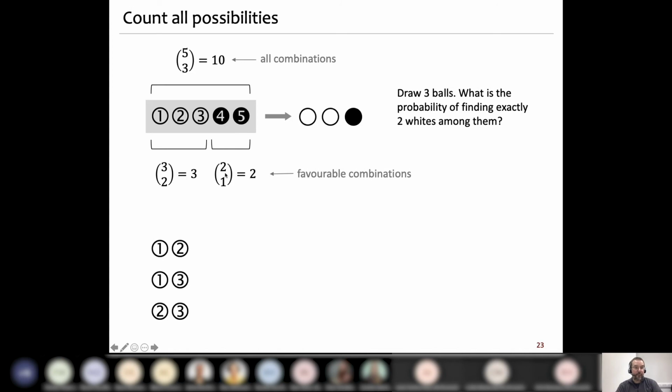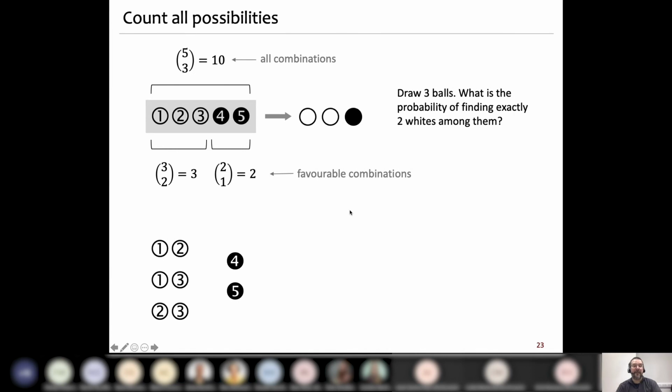So there are 2 choose 1. There is only 1 ball that we choose. There are 2 possibilities of finding 1 ball out of 2. And they are shown here. It's very simple. It's ball 4 and 5. We have 3 possibilities here, 2 possibilities here.